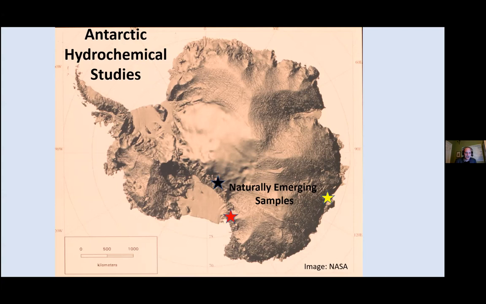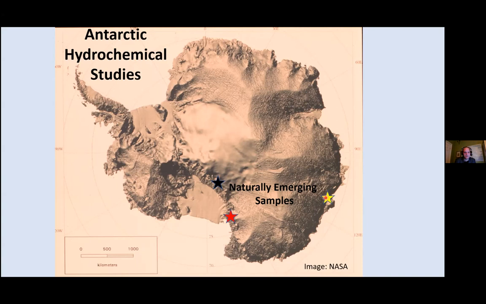The red star here is Blood Falls, the Taylor Glacier. The black star is Lewis Cliffs Ice Tongue. And the yellow star represents a eucalypt, which was an unusual event that happened near Casey Station, and they were able to characterize the waters therein.